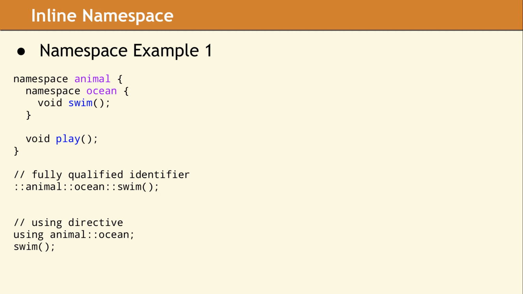The second call to swim uses an unqualified name. The using directive has added the namespace animal::ocean into the search path. The search for swim will start in the current namespace, which is the global namespace. Since nothing will be found, the compiler will then search in the animal::ocean namespace. If swim had not been in either namespace, you will get a compile error.